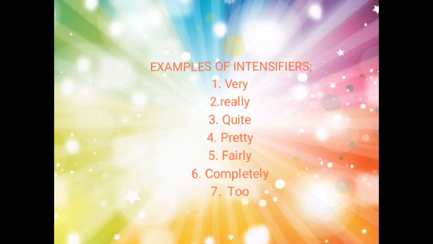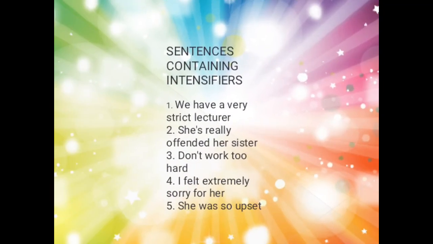Now let's see how they are used in statements. Example 1. We have a very strict lecturer. You can see that the very in the sentence is emphasizing this strict lecturer. So it is emphasizing the kind of lecturer that we have.